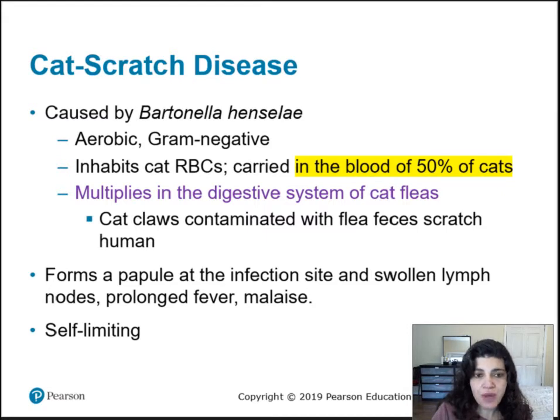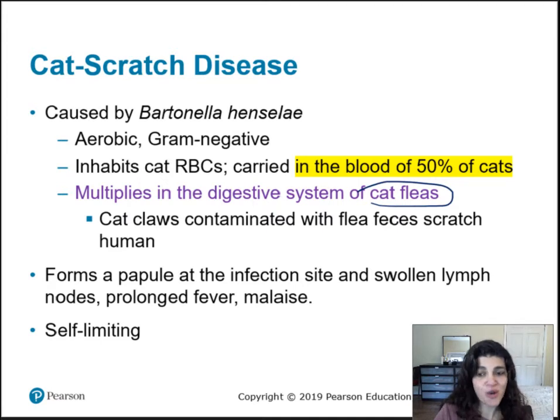They live in red blood cells in the cat, and then that cat gets bitten by fleas, right? In the flea, they multiply in the digestive system, and when the flea defecates, it bites and defecates on, let's say, human skin. That feces gets into your body. So it can be because the flea bit you, or because the feces of the flea is in the cat's nail. So that's how you can get it.